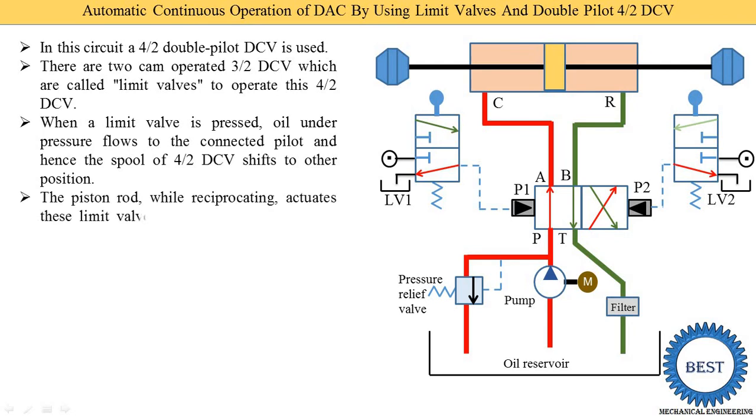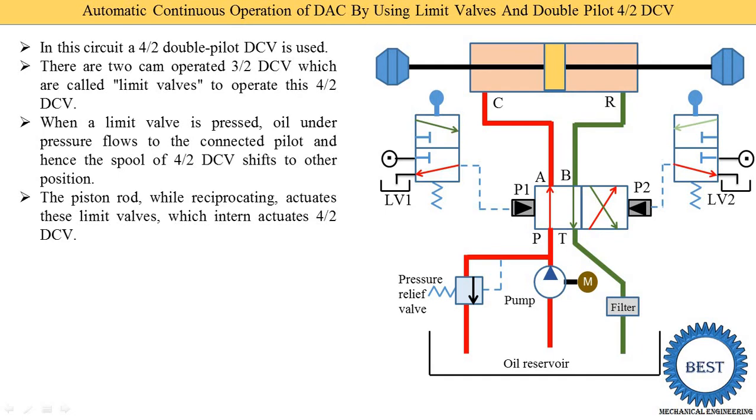The piston rod, while it reciprocates, actuates these limit valves. Means when the 3/2 directional control valve is operated, it is operated when the piston rod is moving, or reciprocates. So we know that in a DCV the piston and the piston rod reciprocate.